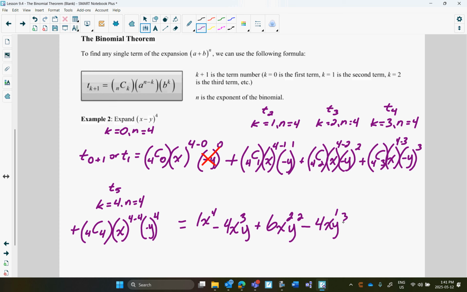And then finally, and this is going to be plus, 4 choose 4 is 1, x to the 4 minus 4 is x to the 0, which is 1, so we can just take it out. Negative y all to the 4th becomes positive y to the 4th.